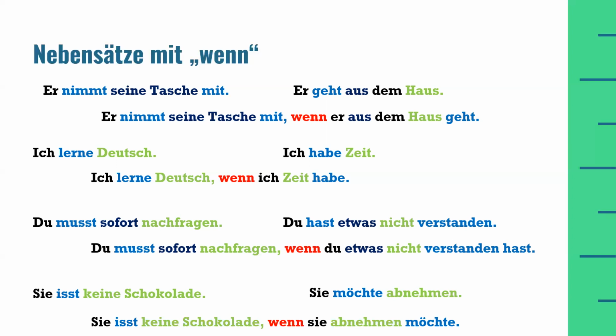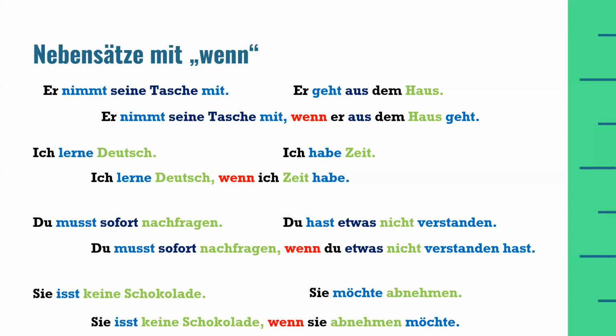Now, here we have used a modal verb, and if we use a modal verb in the Nebensatz, then the modal verb will come at the last position of the sentence and it will be conjugated according to the subject. So the subject is sie, therefore we have used möchte, and we know that whenever we use a modal verb in the sentence, the main verb will always come in the infinitive form, and in the Nebensatz it will come at the second last position of the sentence.